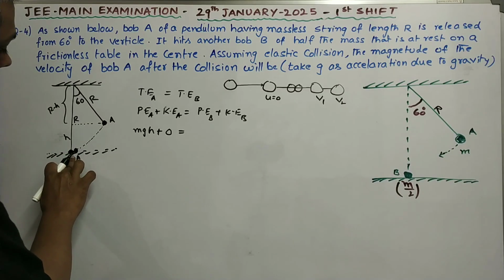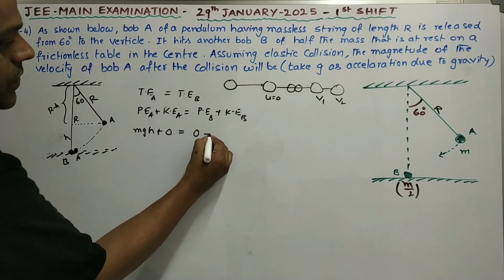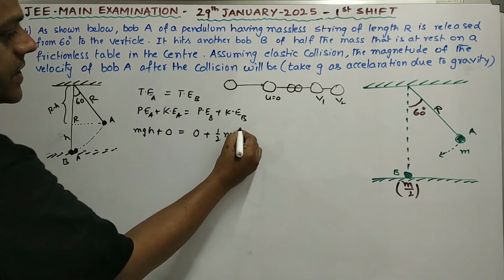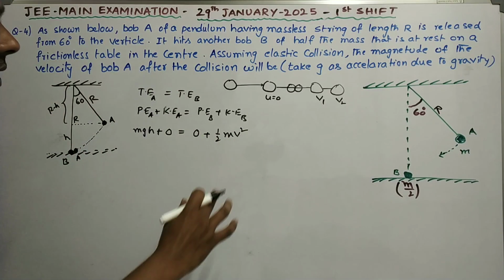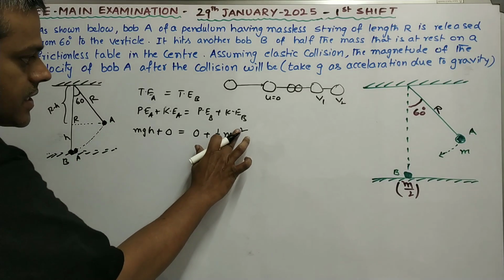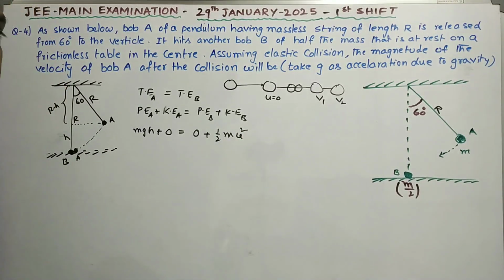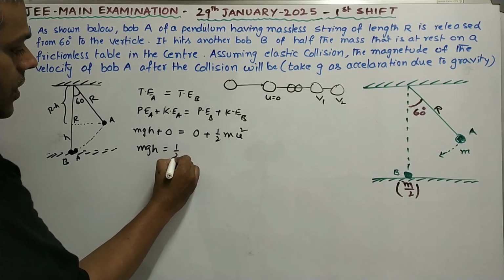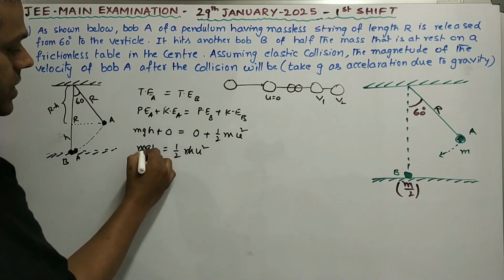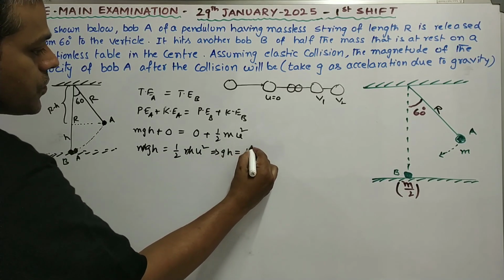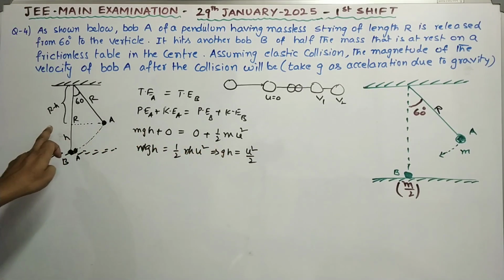So after it reaches the ground, its energy is equal to what? Potential energy 0, plus half m v square. This velocity with which it hits the bob B at rest, say we call it u. Okay, right. So mgh is equal to half m u square. On both sides, m is cancelled. That implies gh is equal to u square by 2. But you don't know the h value.